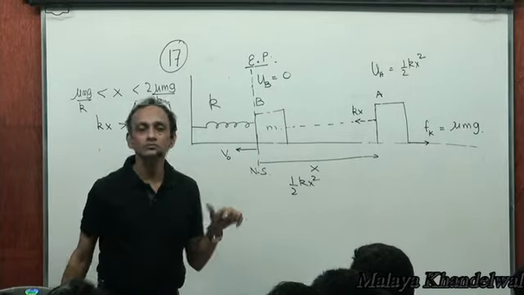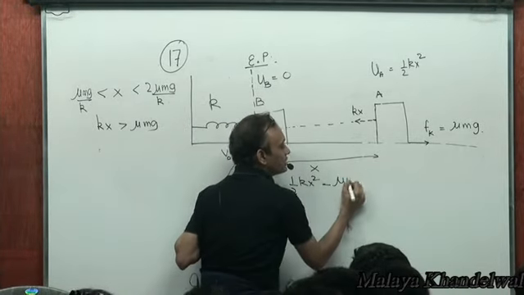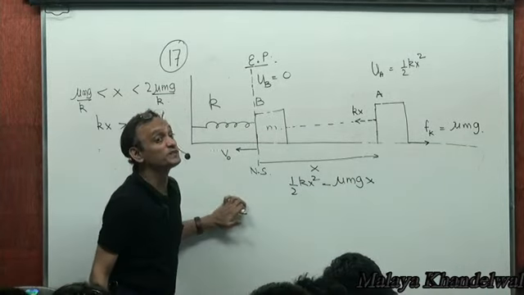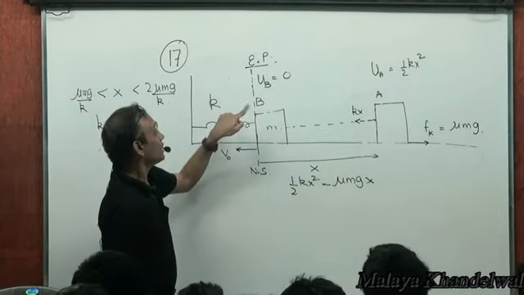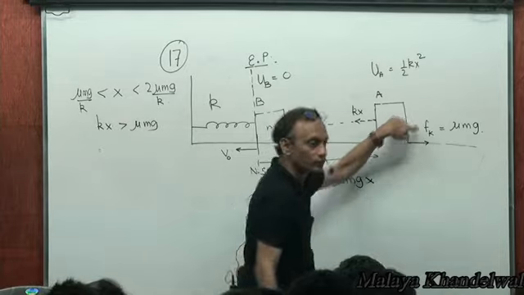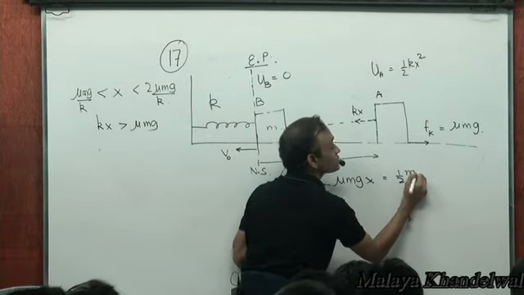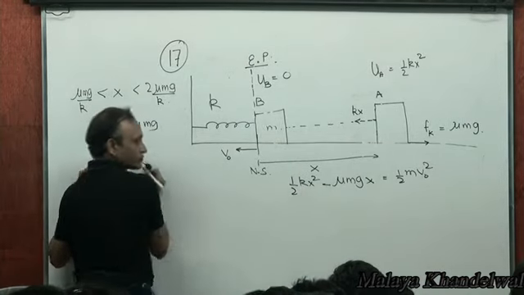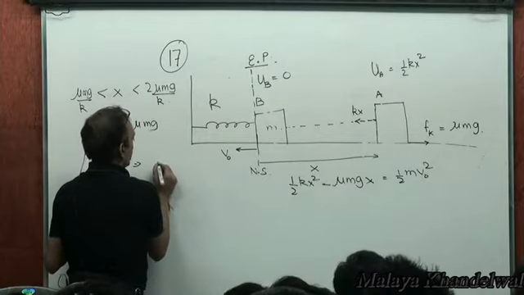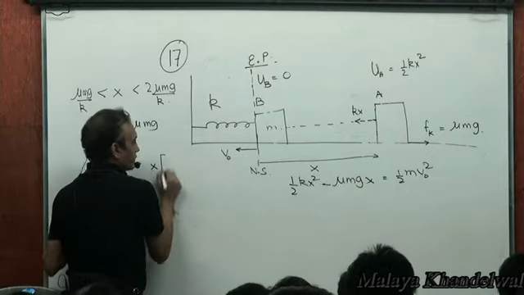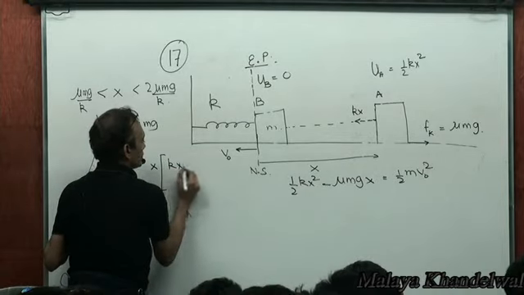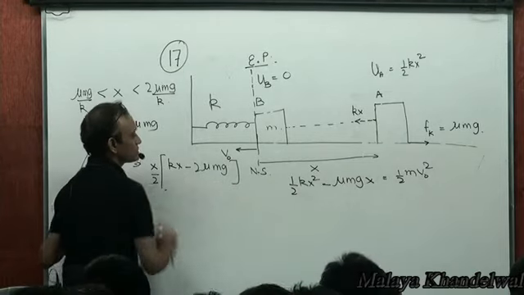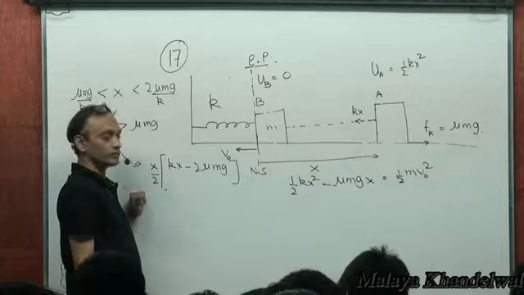Work done by friction, minus mu mg into x. Friction is to the right, displacement is to the left. And this must be equal to the change of kinetic energy, half m v0 squared minus 0, right? Now let's see if this is possible. What I do is, this I could take kx by 2, minus 2 mu mg by 2. I could write it like this, right?